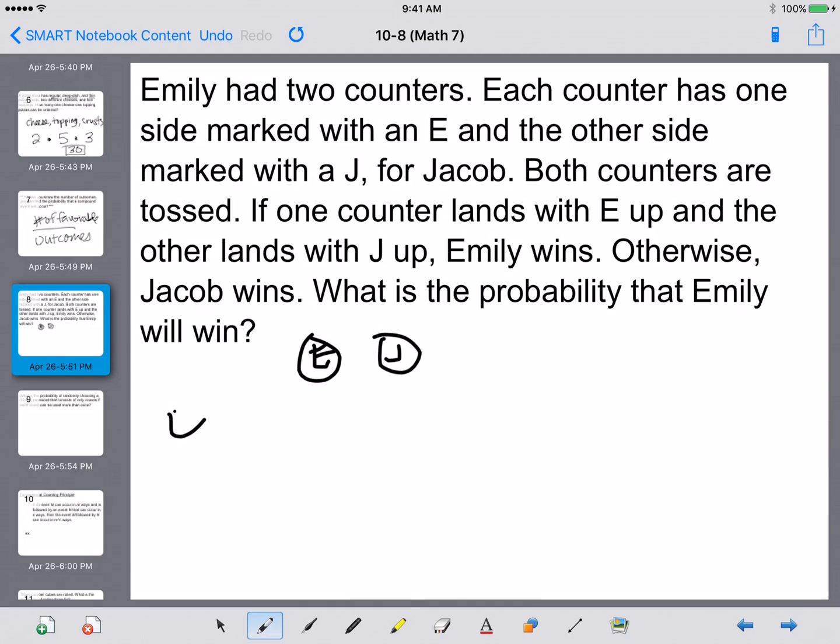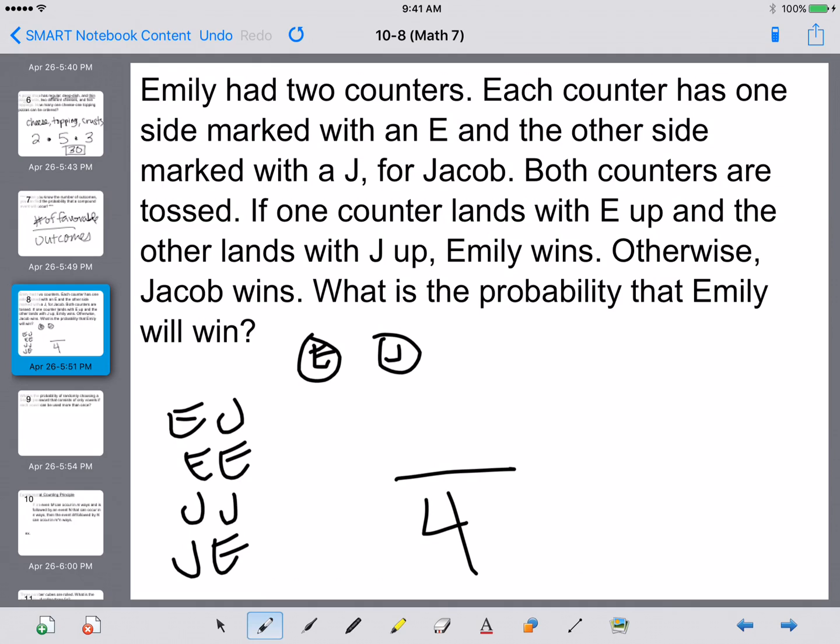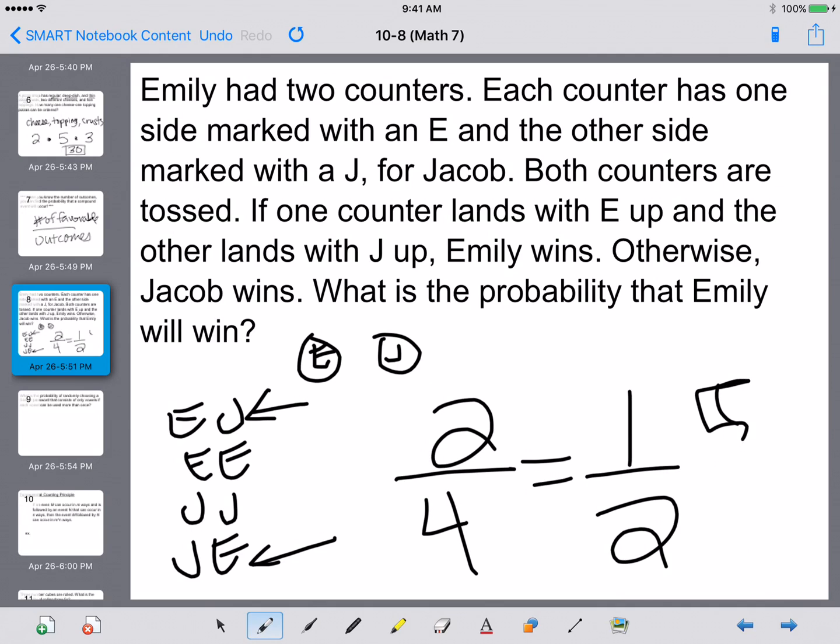So our coins could land either EJ, EE, JJ, or JE. So there's a total of 4 outcomes. If one counter lands with E up and the other with J up, Emily wins. So that happens 2 times. So the probability that Emily will win is 2 out of 4, or 1/2, or 50%. So there's a 50-50 shot that Emily will win or Jacob will win.